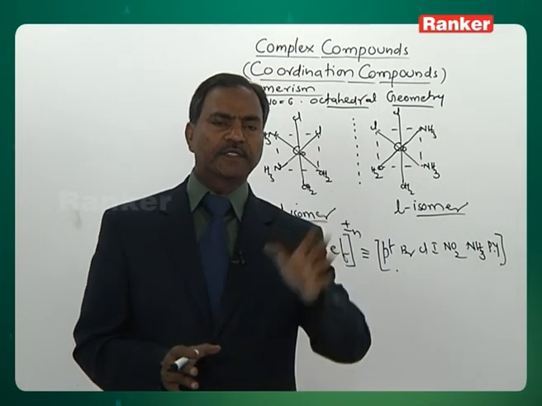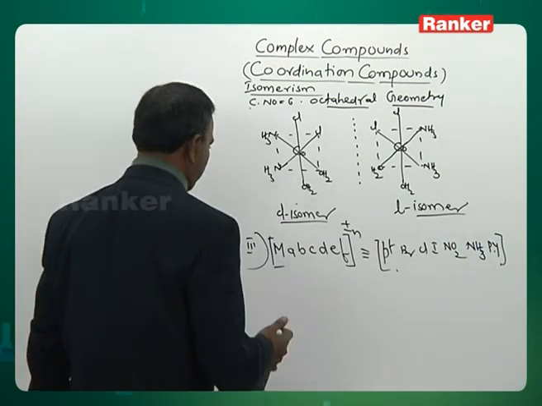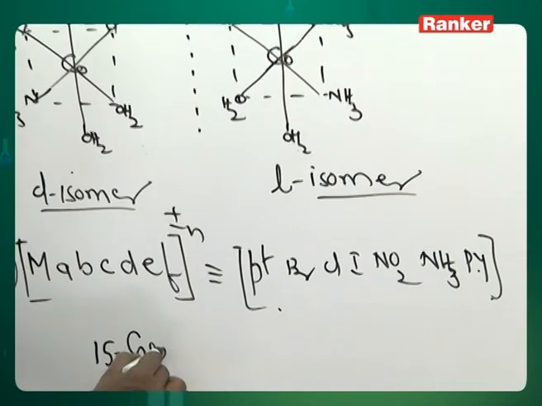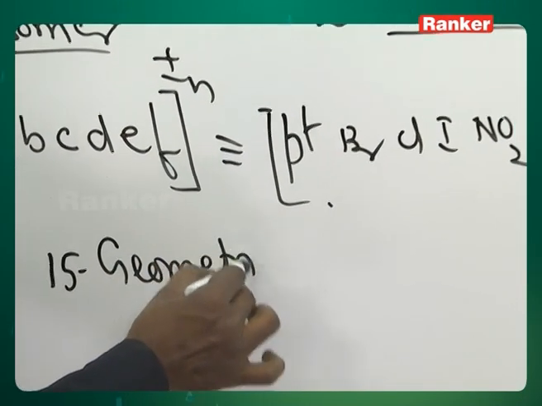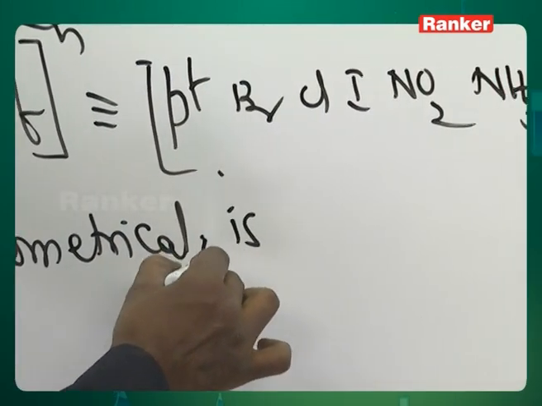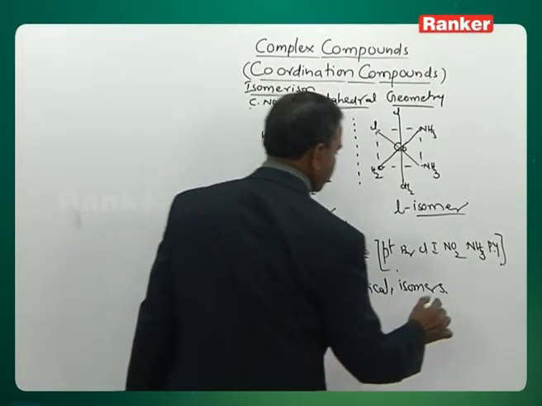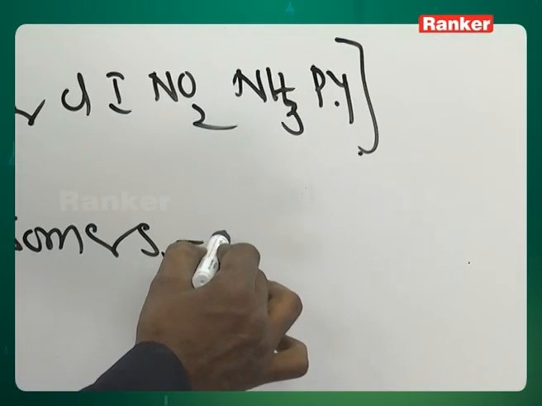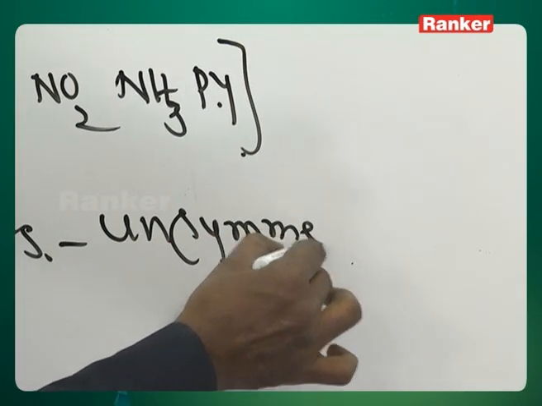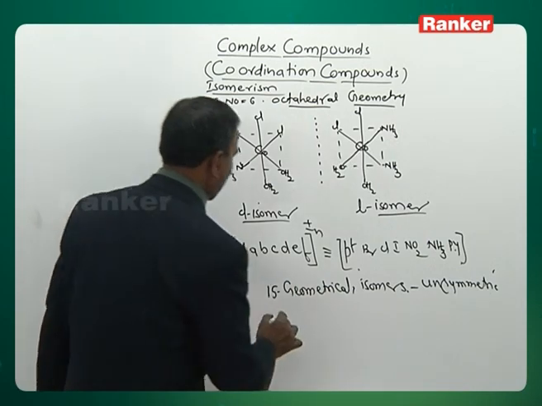Once an unsymmetric complex is there, it will be optically active. Therefore, 15 geometrical isomers are possible. I am writing 15 geometrical isomers, all are unsymmetric, so all are optically active.